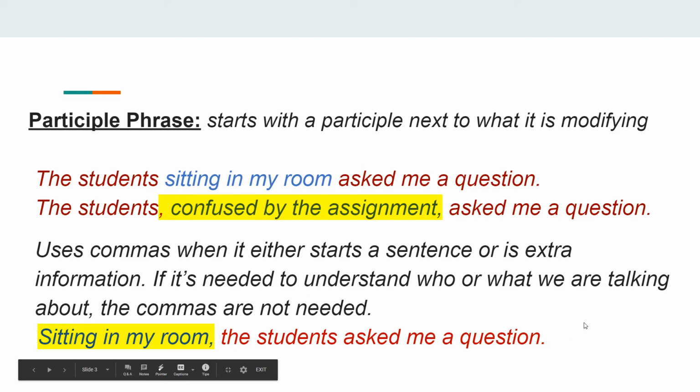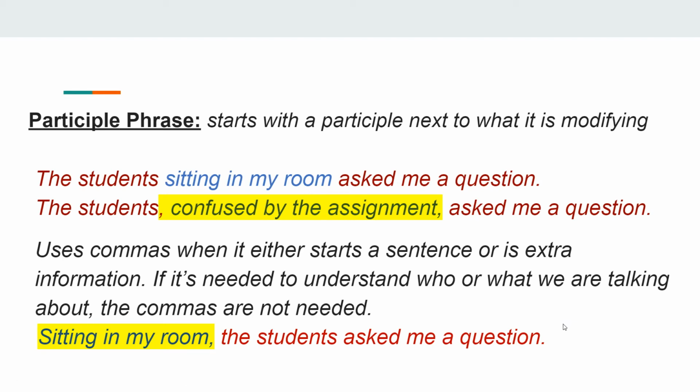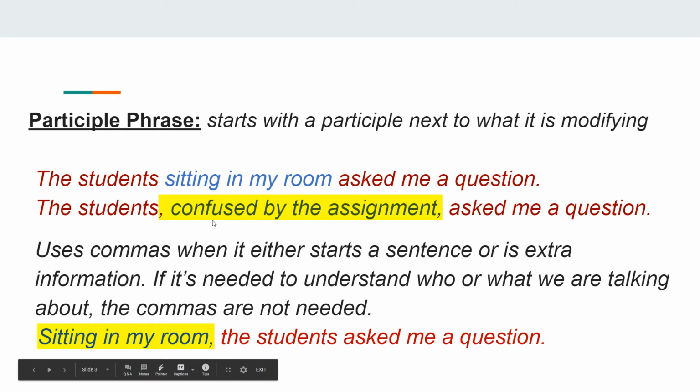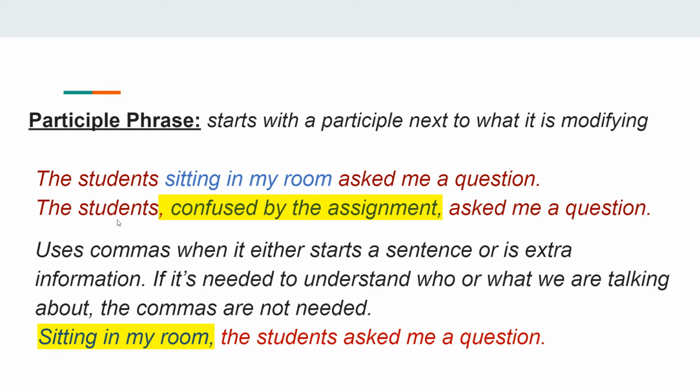Otherwise, you use it when the information is extra information. So right here, the students confused by the assignment. Right now, we could actually know who the students are and which students we're talking about without this bit of information, but this gives us more information about the students. Up here, the students sitting in my room. Right now, this is describing which students it is, not how the students are feeling. Which students are we talking about?